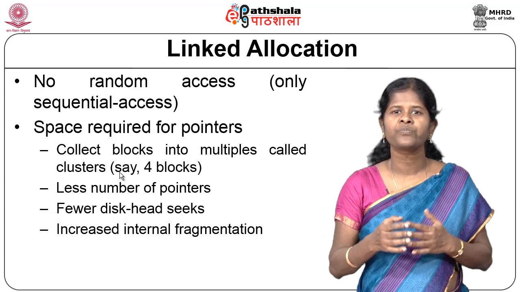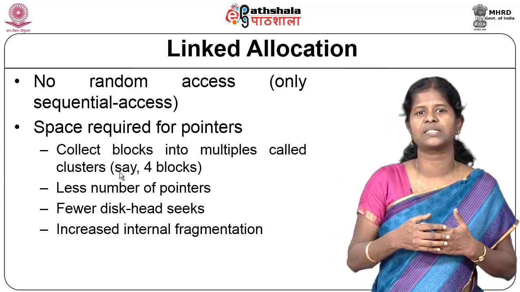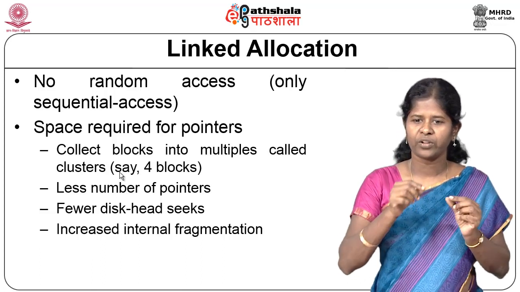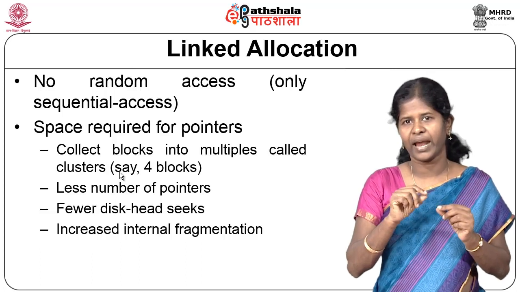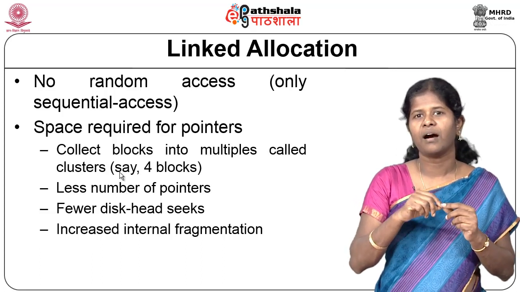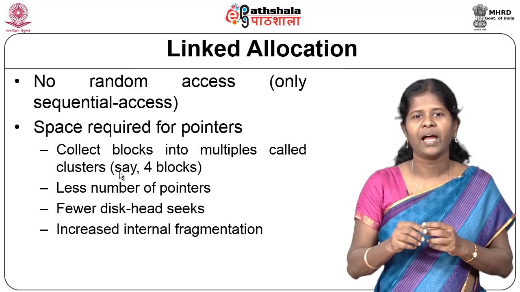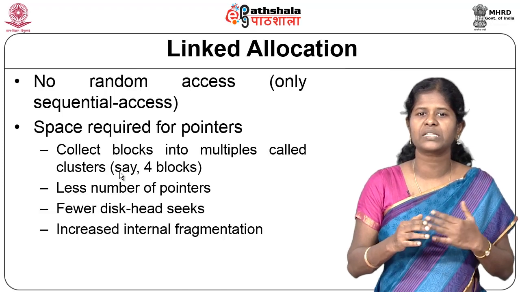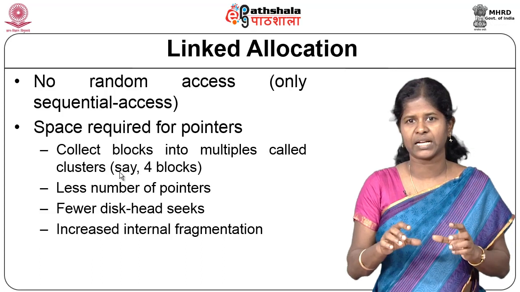Because of this you will have fewer pointers, and because of that you will have fewer disk head seeks, because you have 4 contiguous blocks. So, it is not necessary for the head to move from one cylinder to another cylinder and so on. The only disadvantage here is an increase in internal fragmentation, because you have 4 disk blocks that have been allocated in a cluster.